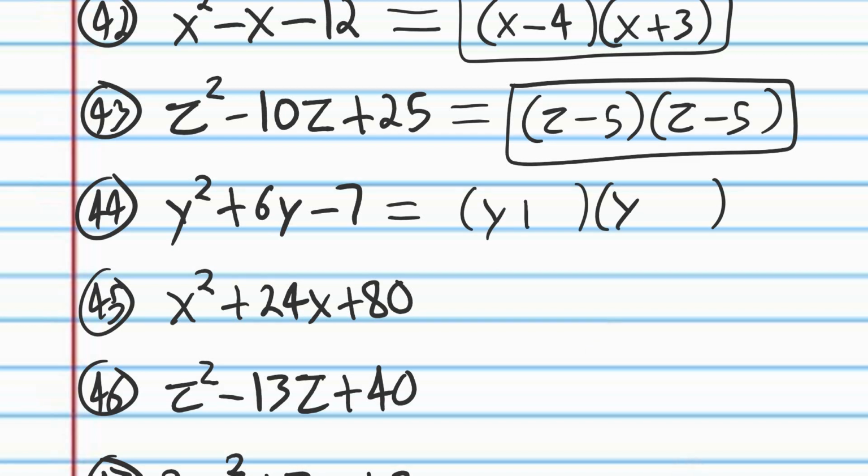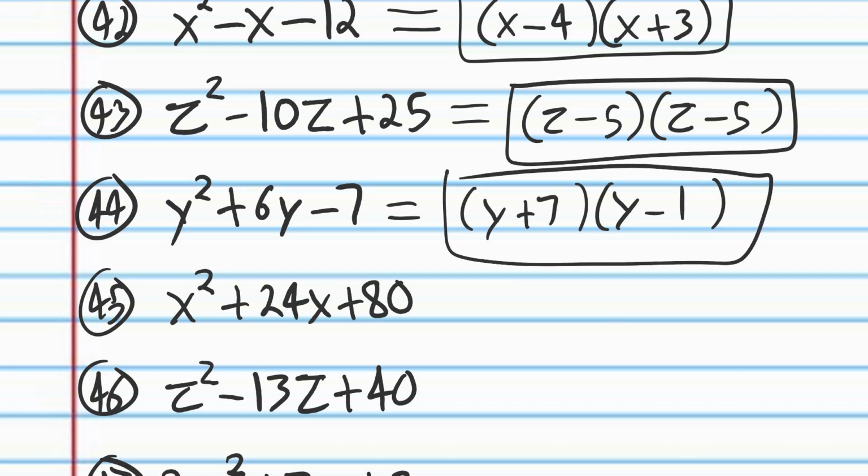Let's see, I think that's going to be 7 and negative 1. So if you got that answer, good job. Now 45 looks like it's going to be a challenge problem because look at this number. It's pretty big. So you might want to get your calculator out, and that'll help you.